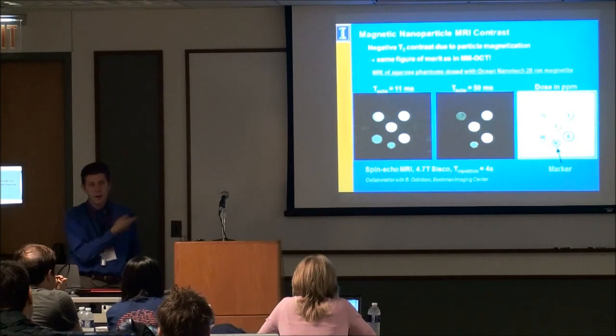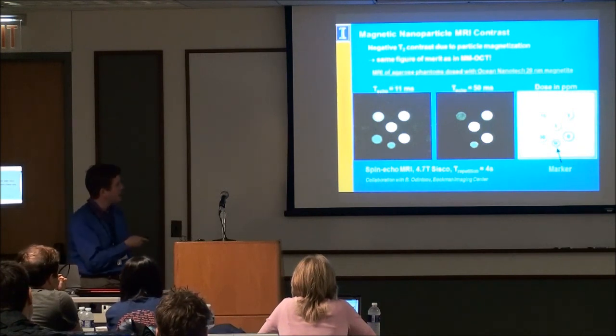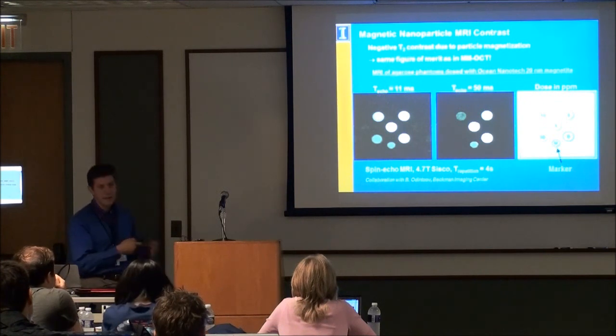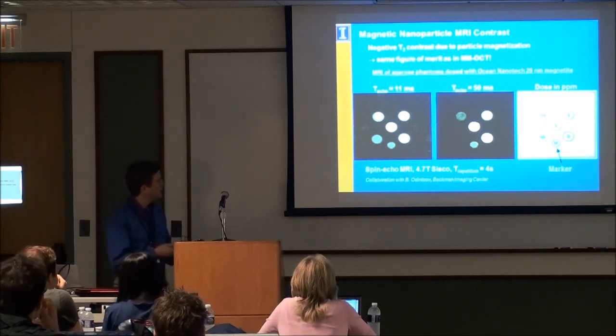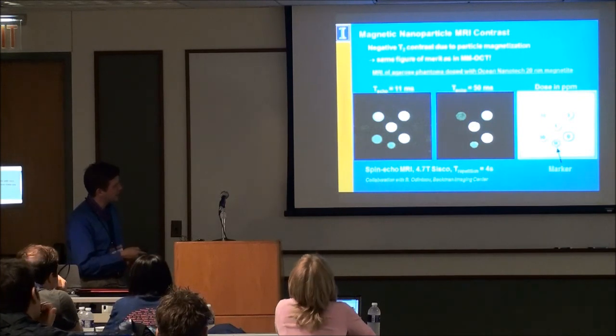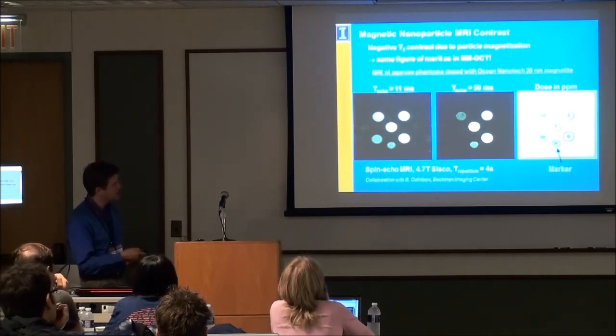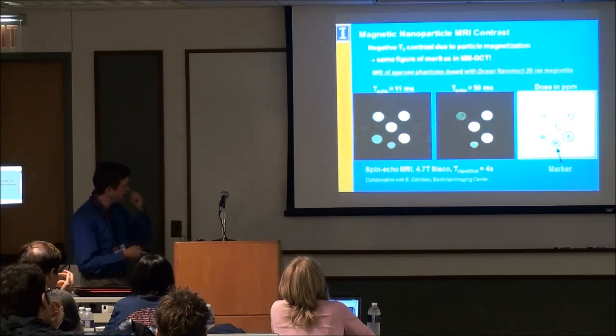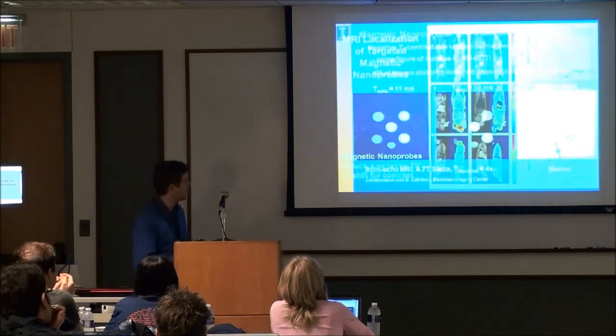These particles also could be used in MRI, and in MRI, iron oxide particles will produce a negative T2 contrast. And this just shows that as we increase the concentration, the dose in parts per million, the signal gets darker and then goes away. That's the negative contrast that we're inducing.